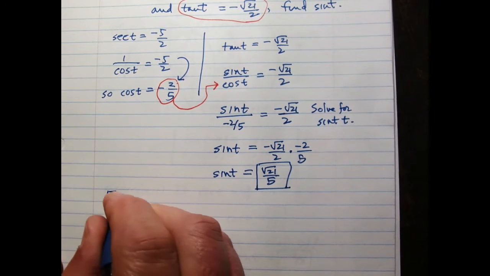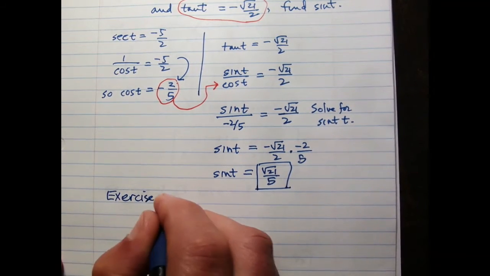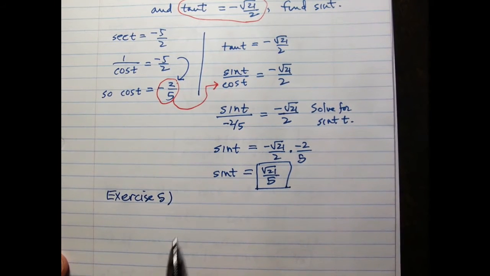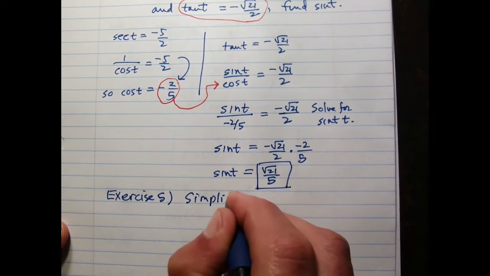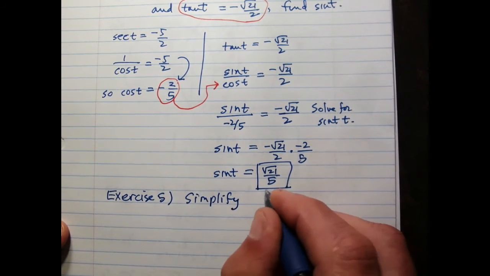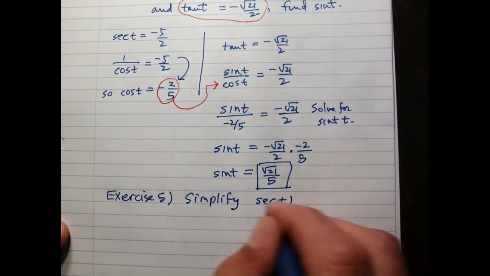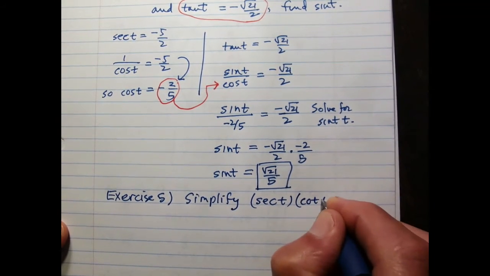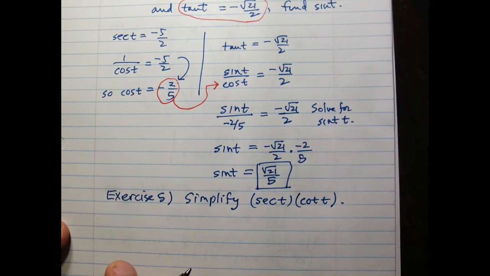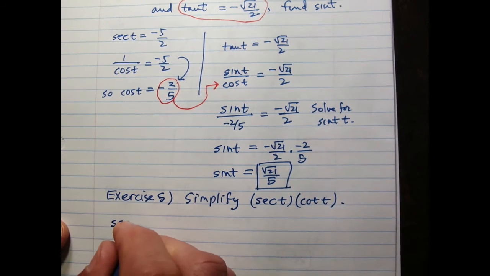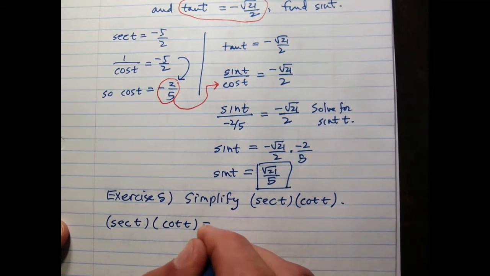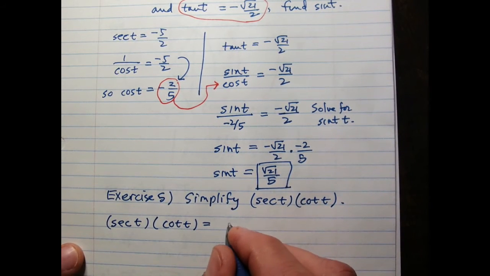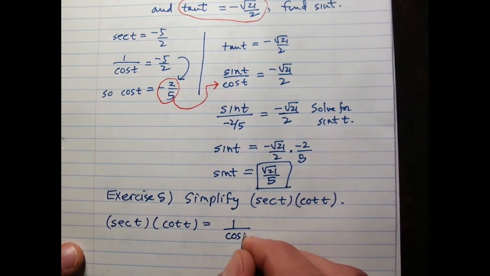Exercise 5, I think I got a couple more little ones here. They just are not always obvious in the textbook. Simplify secant t times cotangent t. We're going to see a lot of these manipulations where you just try to simplify something in trig. And one of the most common ways to simplify in trig is to rewrite using sine and cosine. So secant is 1 over cosine t.